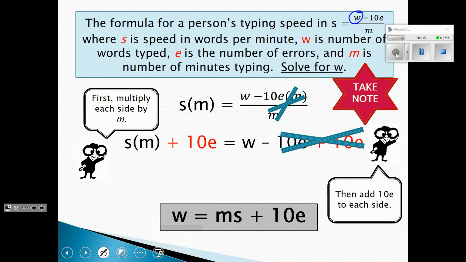Typically, when you have a variable times a variable like this, we write them in alphabetical order, but it doesn't make it wrong if you write SM instead of MS, but you might as well get into the habit of putting them in alphabetical order, plus 10E. So the words typed equals the number of minutes times the speed plus 10 times the errors.